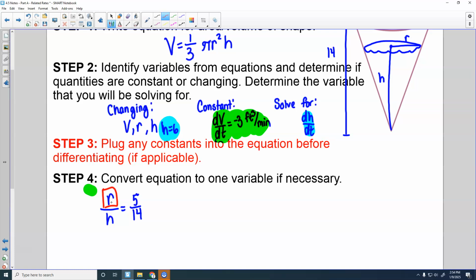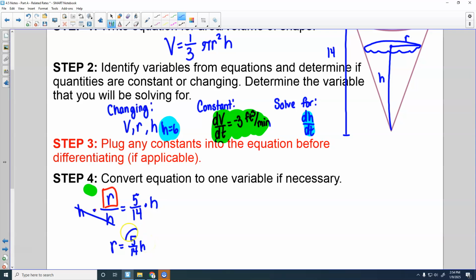We can't plug in yet because we have not taken the derivative yet. So we wouldn't want to do that yet. So we'll have to multiply by H here. So R equals 5/14 times H.